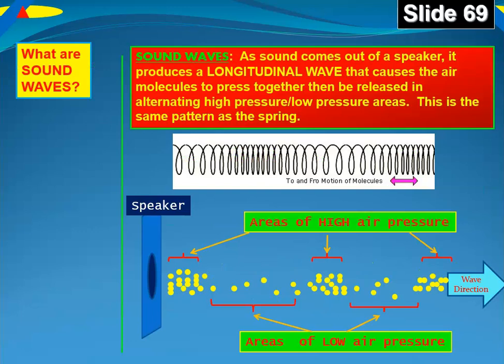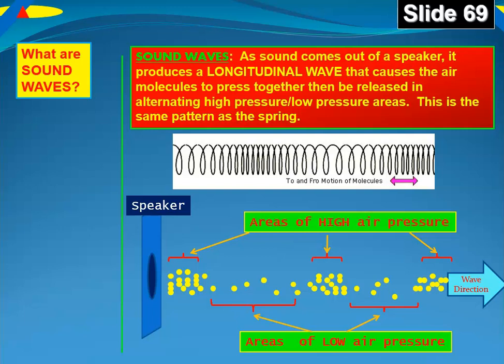Okay, what are sound waves? As sound comes out of a speaker, it produces a longitudinal wave. This is the compression or slinky type of wave that causes air molecules to press together, then be released in alternating high pressure, low pressure areas. This is the same pattern as a spring.